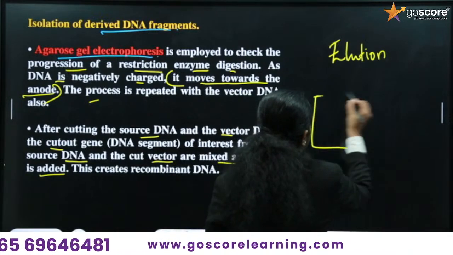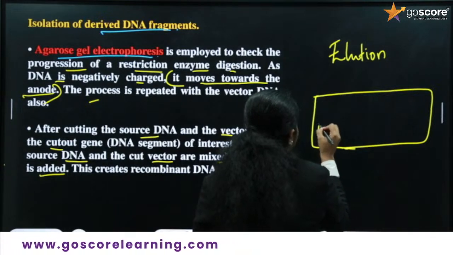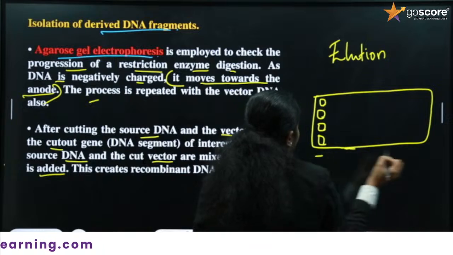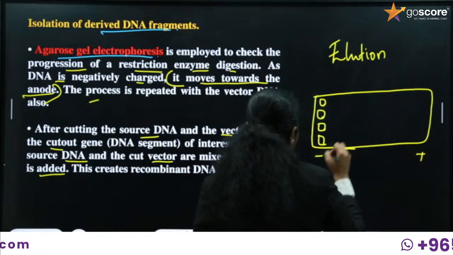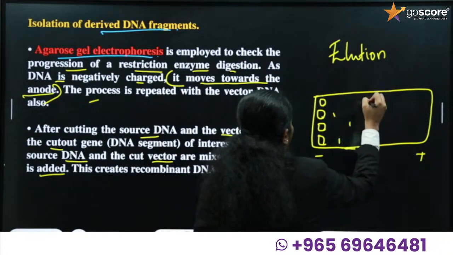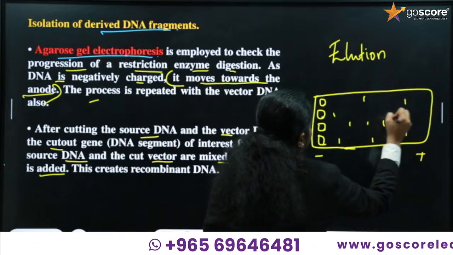If we have the apparatus like this, this is the first well, this is the second well, third well, fourth well. So this is negatively charged and this is positively charged. The DNA with different segments will be moving to different sides, according to its molecular weight. This you have to keep in mind.